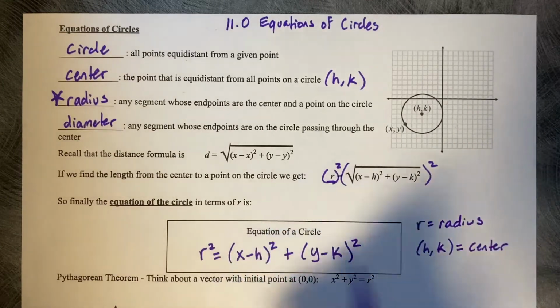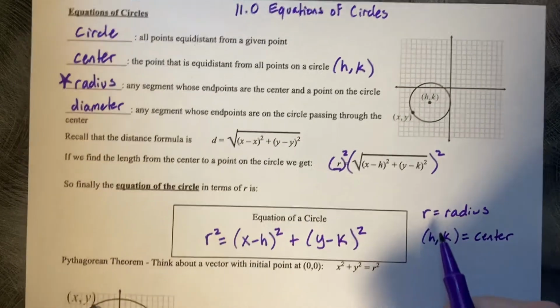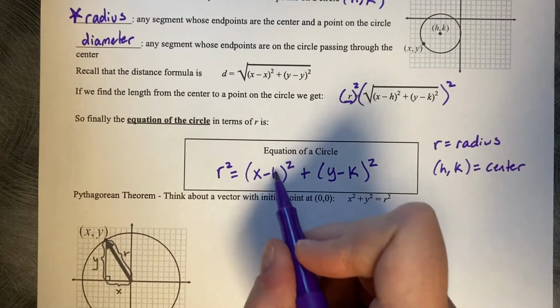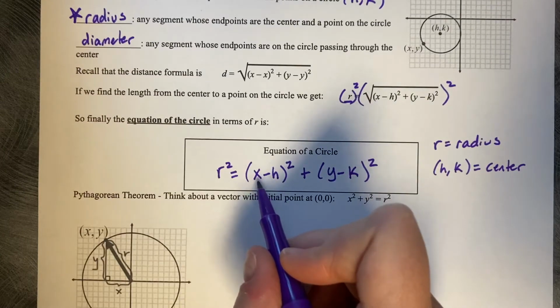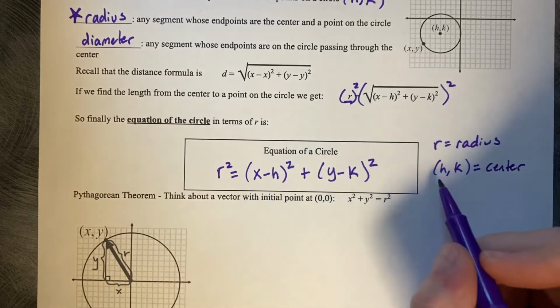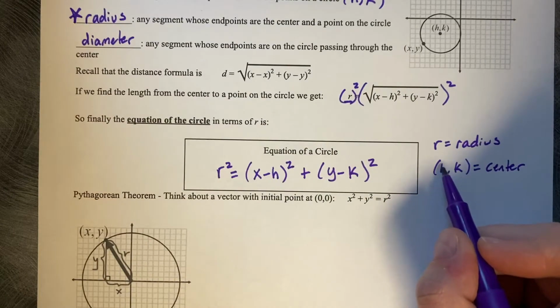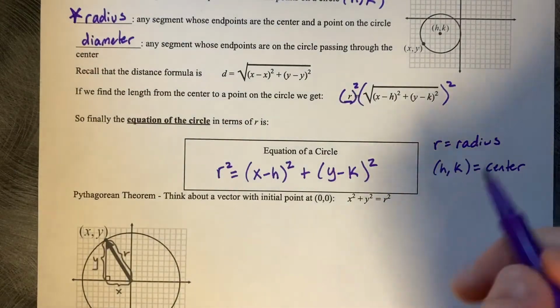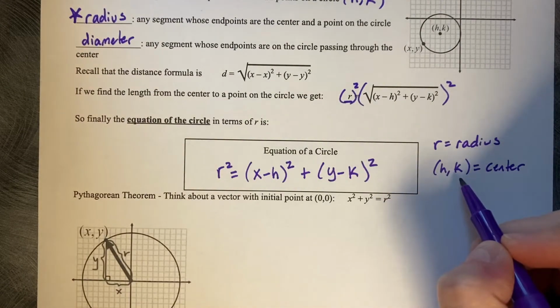And notice that in the center, the h is positive, but in the formula it's negative. So that means that whatever kind of number is here, so for example, if it said x minus 3, then the center would be a positive 3. So whatever this sign is, it's opposite of that for actually writing out the center.